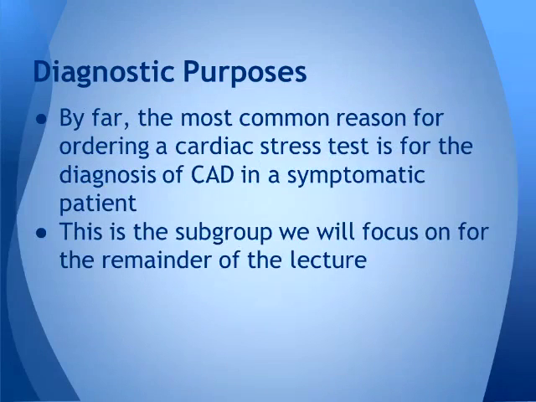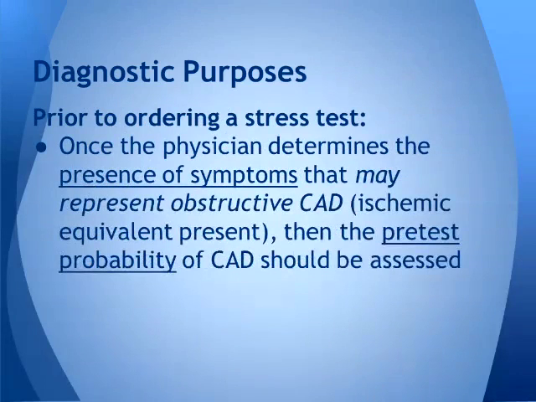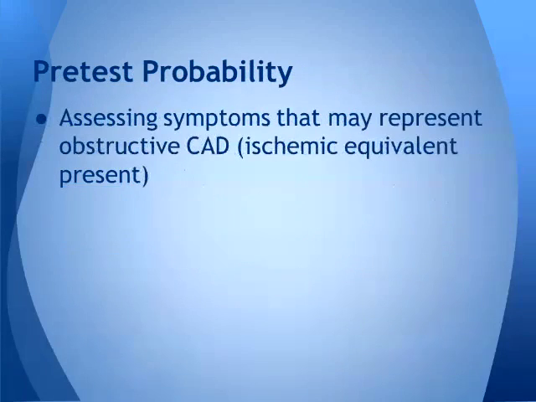By far the most common reason you're going to order stress tests is for diagnostic purposes in a symptomatic patient. So this is what we'll focus on. Prior to ordering a stress test for diagnostic purposes, the ACC guidelines are very clear, and so are the appropriate use guidelines, that you have to determine whether the presence of symptoms may represent obstructive CAD. You have to determine the pre-test probability of the patient having coronary artery disease before you order the stress test. We've talked about pretest probability fairly frequently when you're on cardiology rotation because it really is a big driver of how we handle patients and manage them.